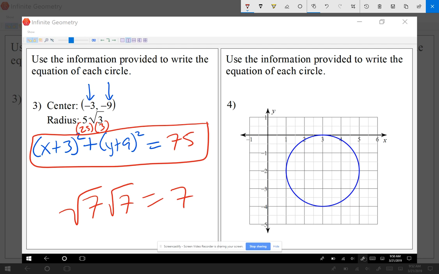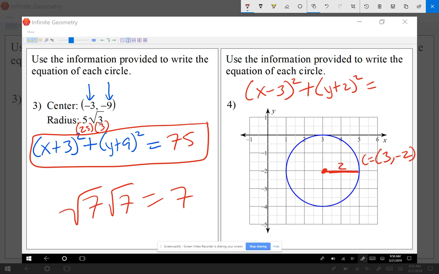Okay. Now looking at question number 4, we can see that the center is the point 3, -2. That's the center. So I'm just going to start with x minus 3 squared, right? I do the opposite sign on the x, plus y plus 2 squared equals, then I have to see the radius. The radius in this case is 2.